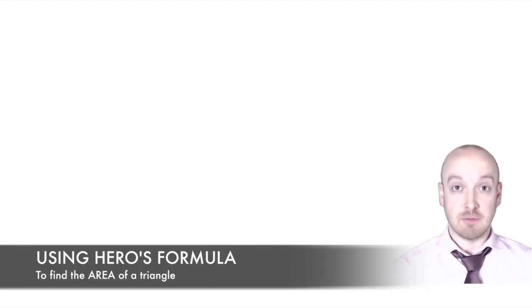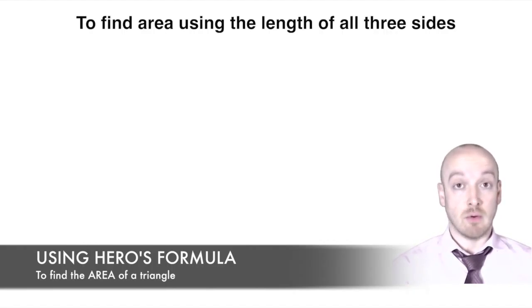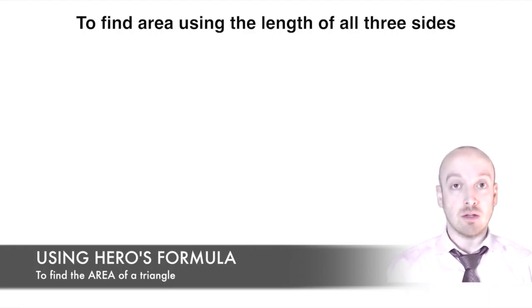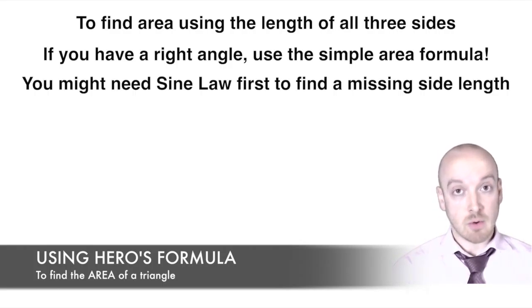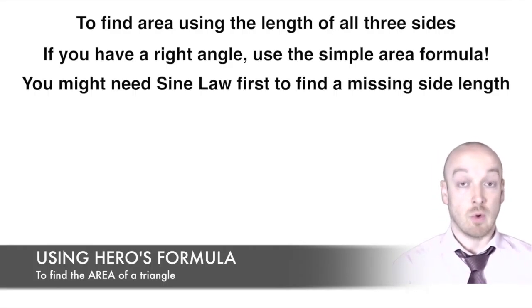Alright, so Hero's formula. This one we use to find the area of a triangle as long as we know the length of the three sides of that triangle. This is an area formula that we're going to use if we have no right angles in the triangle. If we had a right angle, we'd be using that really simple base times height divided by 2 to find the area. Now sometimes in more complicated questions you're going to have to find the side length, or at least one that was missing, before you can use the formula.